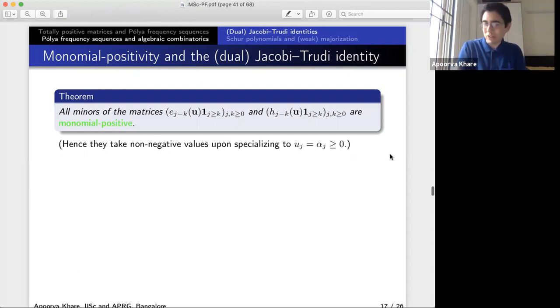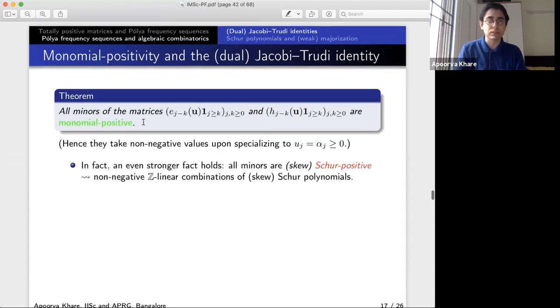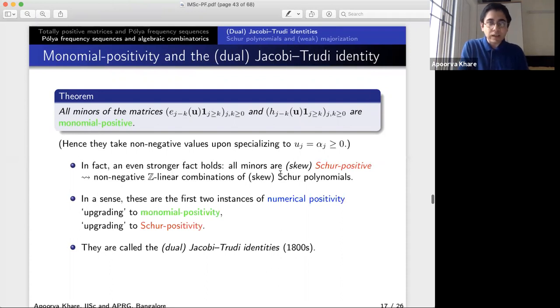But of course, this is still not strong enough. You can do better, and say that not only are they sums of monomials, they are sums of this very special family of symmetric functions called Schur polynomials, each of which is a sum of monomials. So of course, they are sums of monomials. That is exactly the title of the slide: these are called the Jacobi-Trudi and the dual Jacobi-Trudi identities. They are the first two examples of numerical positivity upgrading to monomial positivity, further upgrading to Schur positivity. That's how you define Schur polynomials, well, two of the definitions. So morally they are the first example of such an upgrade.